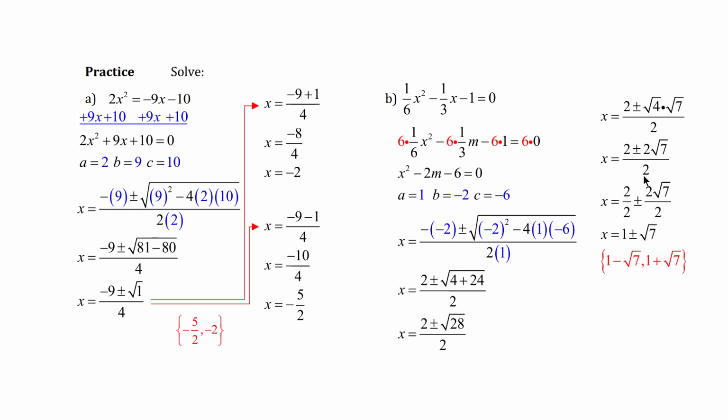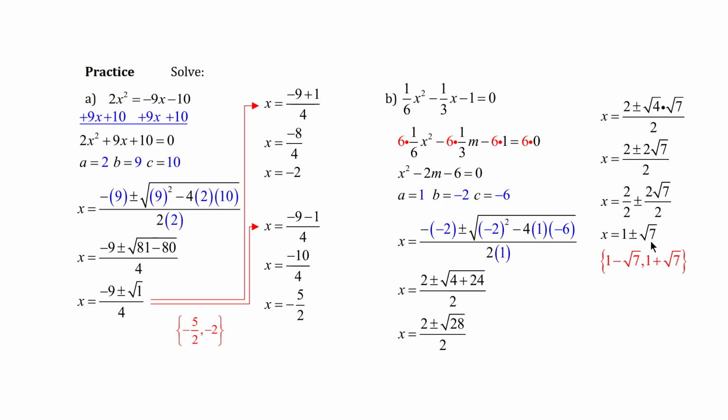Next, we break apart our fraction into two separate fractions. So we have x equals 2 over 2 plus or minus 2 root 7 over 2. From here, we could reduce the fractions. 2 divided by 2 is 1, and in 2 root 7 over 2, the 2's cancel out, and then we get root 7. So the result is x equals 1 plus or minus the square root of 7.